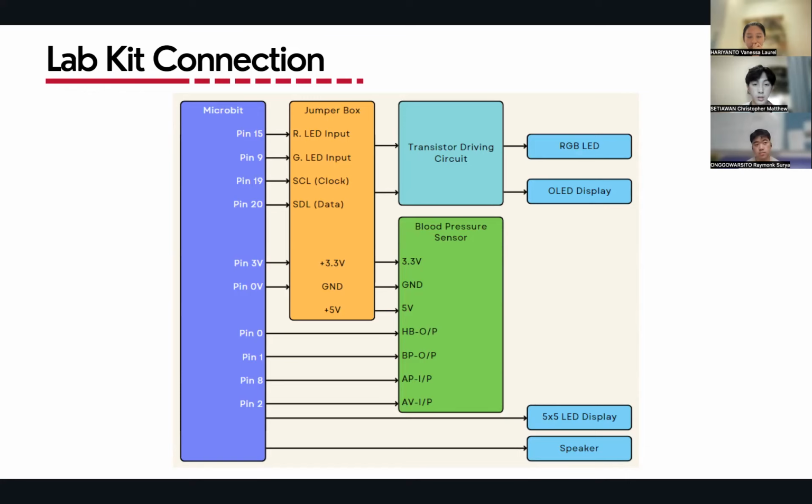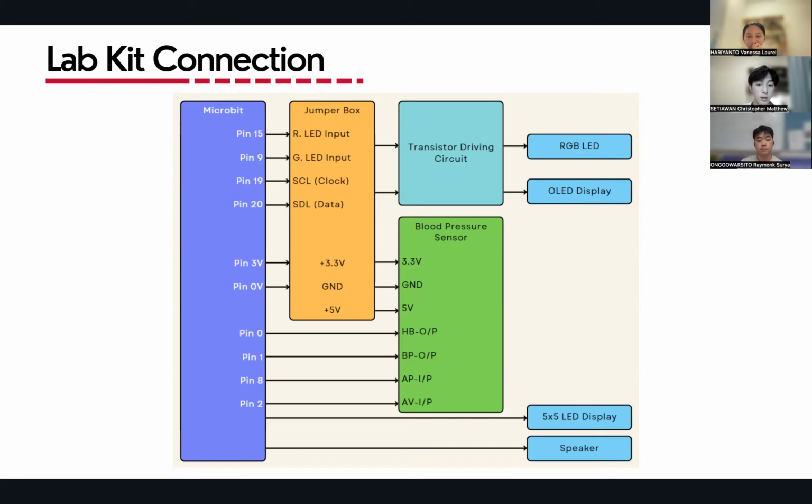Then the blood pressure sensor is placed in the breadboard in the lab kit, and the 3.3 volt pin in the blood pressure sensor is connected to the plus 3.3 volt in the jumper box. The GND pin is connected to the GND in the jumper box, and the 5 volt in the sensor is connected to the plus 5 volt in the jumper box.